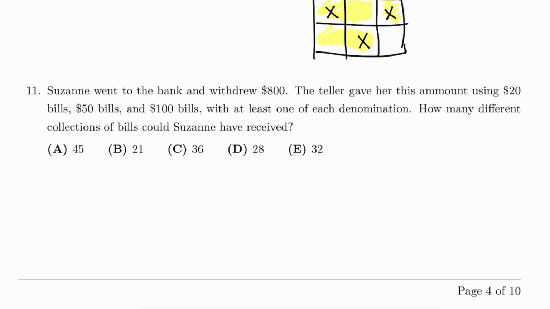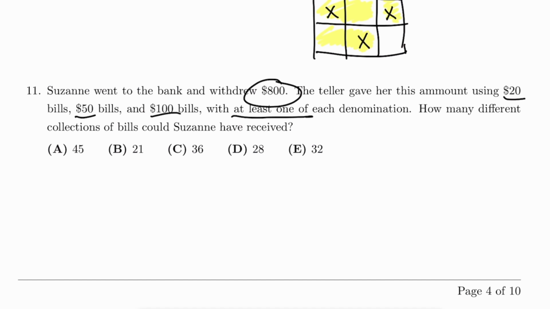Anyway, let's get started. It says, Suzanne went to the bank and withdrew $800. The teller gave her this amount using $20 bills, $50 bills, and $100 bills, with at least one of each denomination. How many different collections of bills could Suzanne have received?